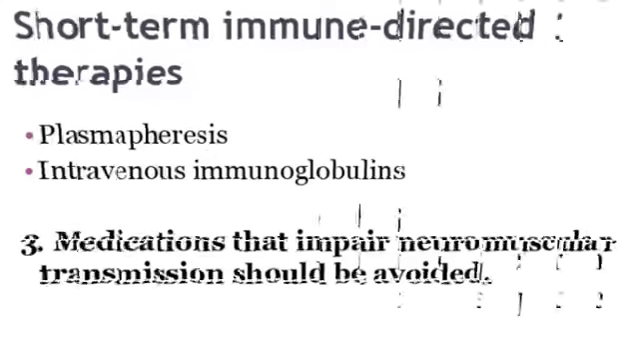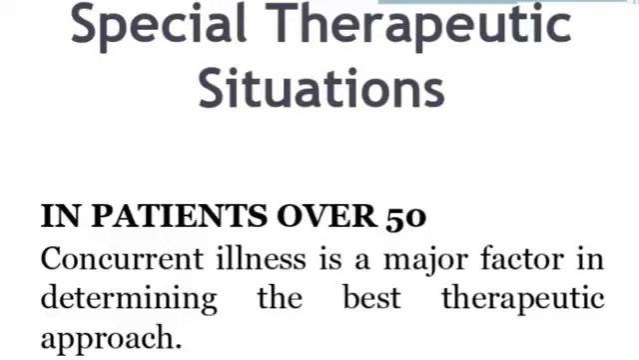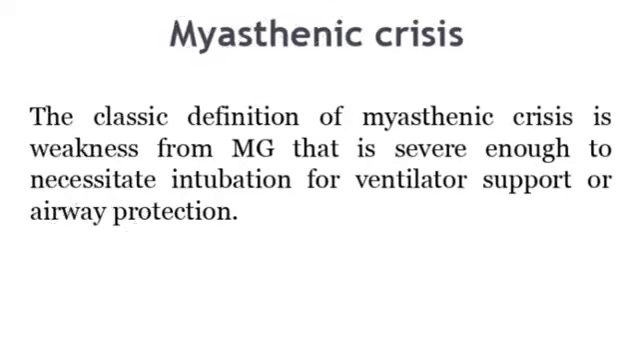Special therapeutic situations. In patients over 50, concurrent illness is a major factor in determining the best therapeutic approach. Myasthenic crisis: the classical definition is weakness from myasthenia gravis that is severe enough to necessitate intubation or ventilatory support or airway protection.